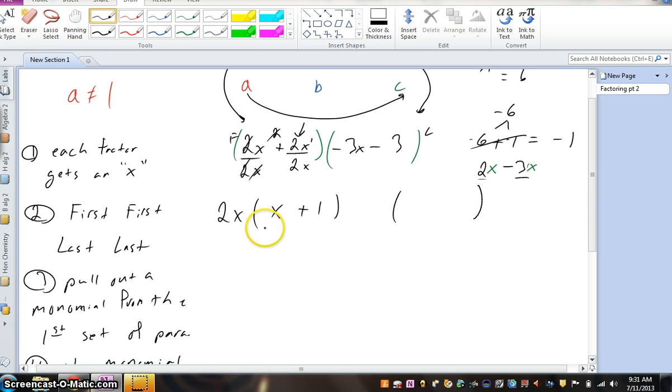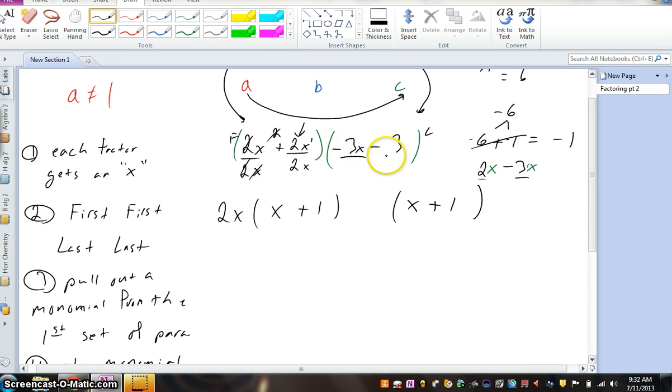Whatever you get in this set of parentheses right here, the x plus 1, you must get the exact same thing in the next one. It's kind of like playing a matching game. You get something in one, you must get the same thing in the other. Okay? So, we have x plus 1 in this one, we must get x plus 1 in the other. Now here's how we do this.